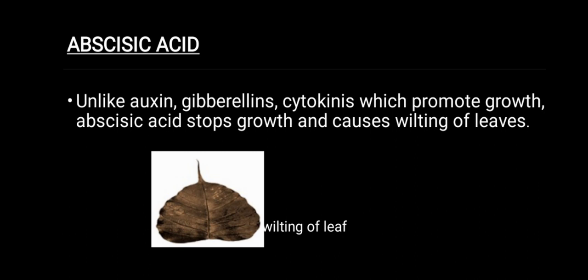Dear children, in this module we have learnt about nastic movements and phytohormones. Phytohormones: auxins, which promote cell enlargement; gibberellins, which promote growth of stem; cytokinins, which regulate and promote cell division; and abscisic acid, which stops growth and causes wilting of leaves.